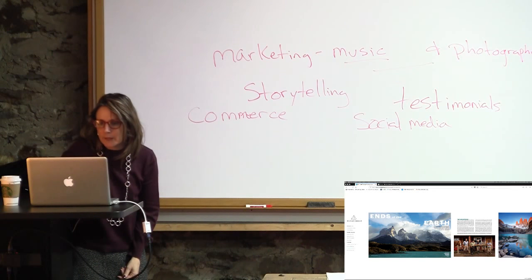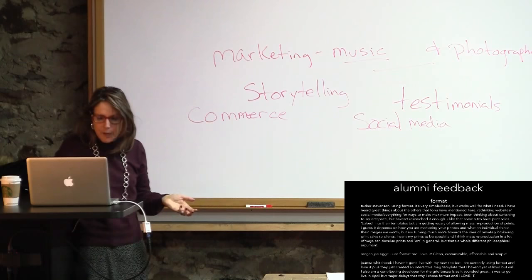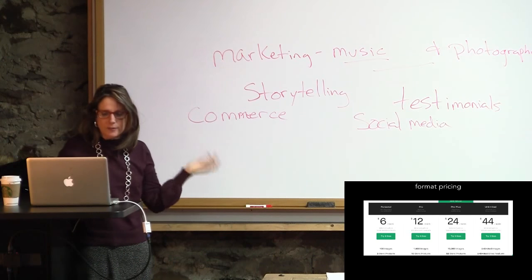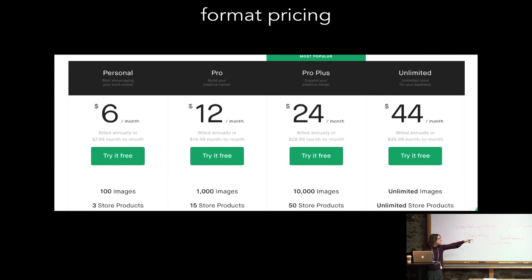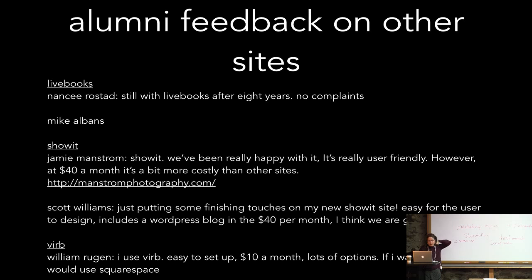Okay, so this is alumni feedback on format. This is their pricing structure, $6 a month for a personal one. But that's a great thing, right? If you're not quite ready, like you're not a business yet, but $12 a month, that's cheap too. So that's great pricing. So this is alumni feedback on other sites. So we have people on LiveBooks, we have people on Showit, Verb.